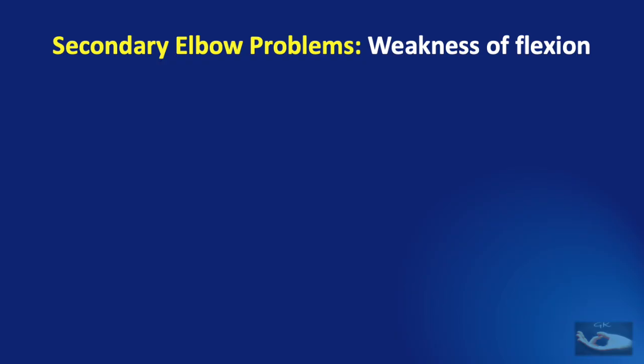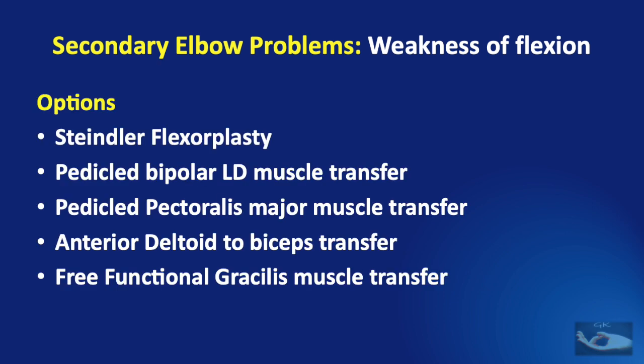When there is weakness of flexion of the elbow, many options are available like Steindler flexorplasty, pedicled bipolar latissimus dorsi muscle transfer, pedicled pectoralis major muscle transfer, anterior deltoid to biceps transfer, or even free functional gracilis muscle transfer. We shall now see the basic concepts of the commonly done procedures.